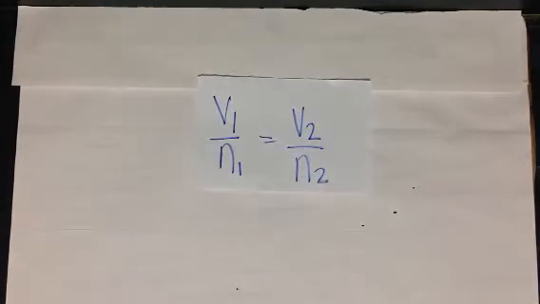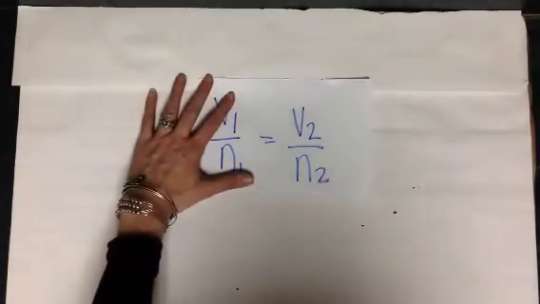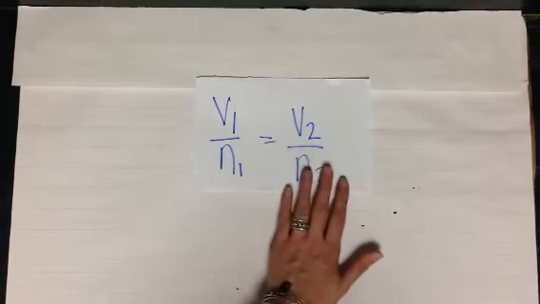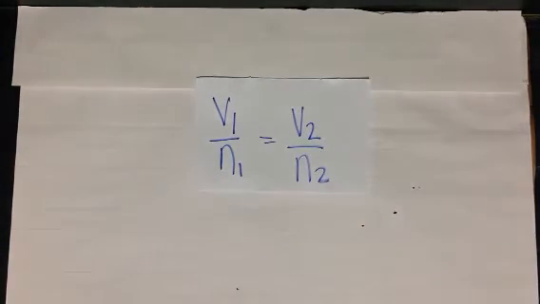Okay. Now, what is the relationship seen like in an equation? Here it is. V1 over N1 equals V2 over N2. So if you notice, we have initial conditions and final conditions. This is what happens before, and then there's a change, and this is what happens after.